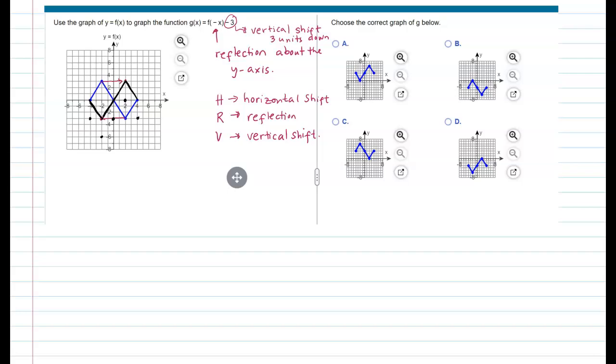And then you connect them. So let's connect them. So this will be this, that, and then that. This is your g of x. That's your g of x. And where is that? It is this function here. So letter D is the correct answer.